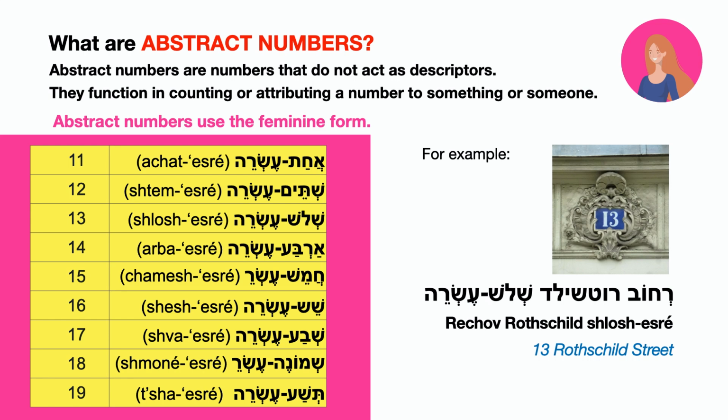Another example here is when you refer to a road, street, boulevard, or avenue number. In this case, 13 Rothschild Street. So Rehov is the Hebrew word for street. So to say 13 Rothschild Street, we say Rehov Rothschild 13. Rehov Rothschild, that's the street of Rothschild. 13, number 13. Okay, 13 is 13 in the feminine form. So Rehov Rothschild 13.